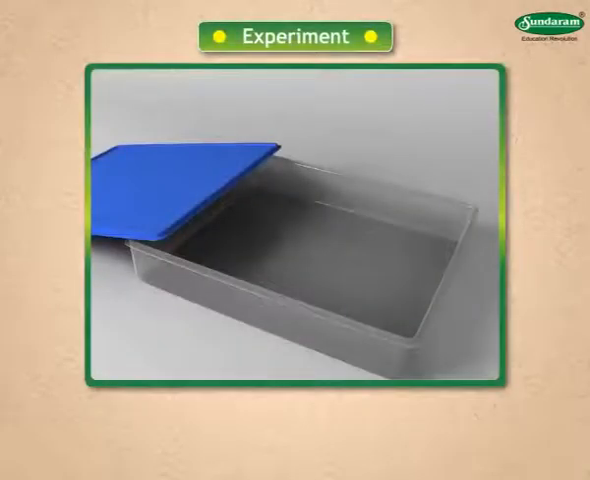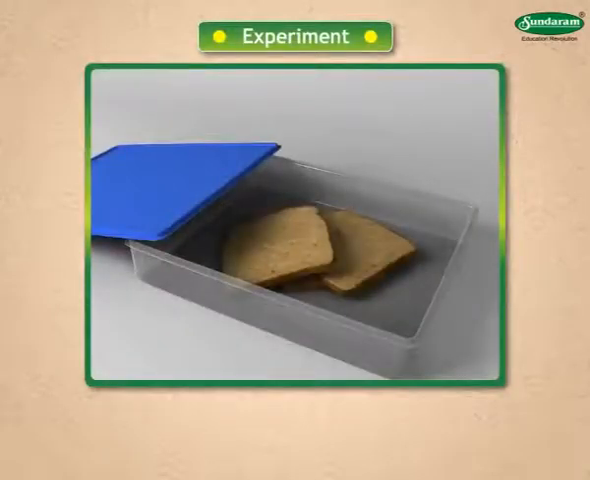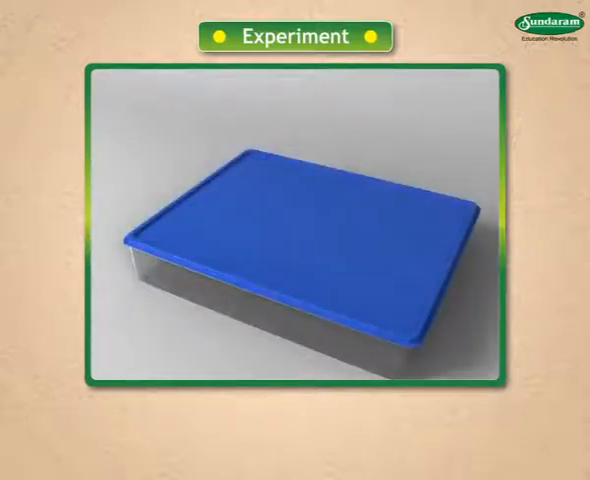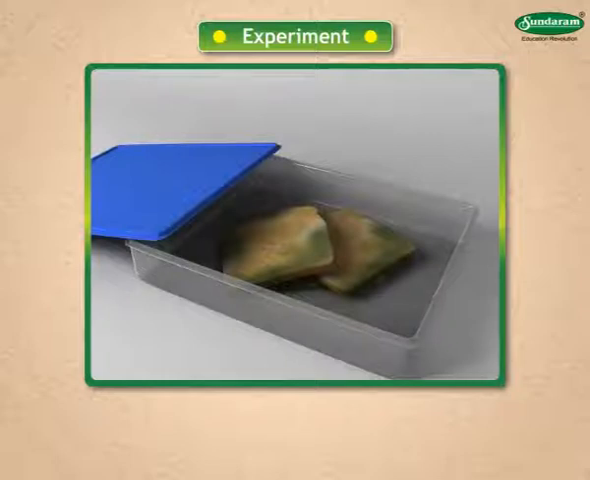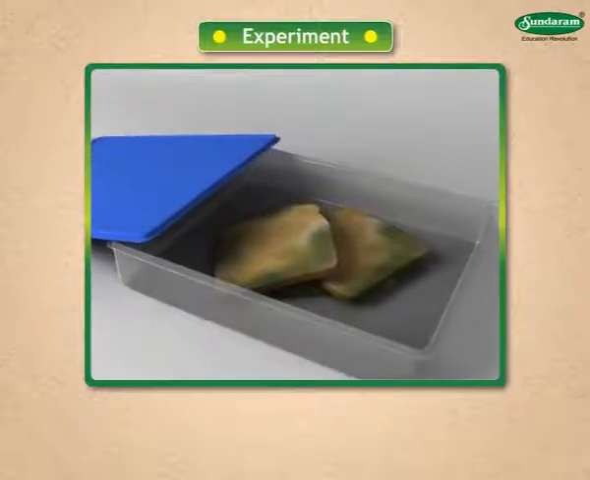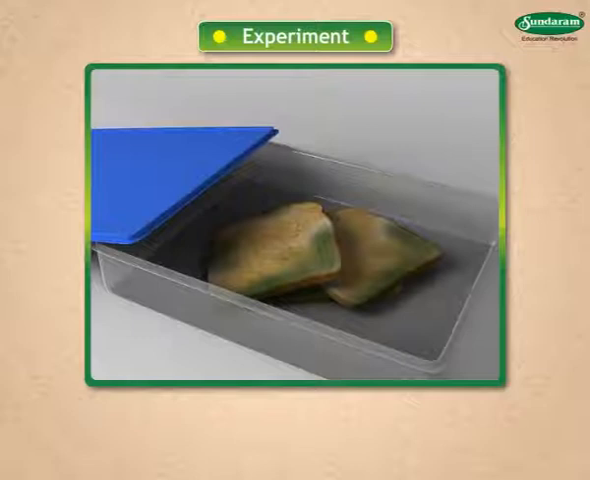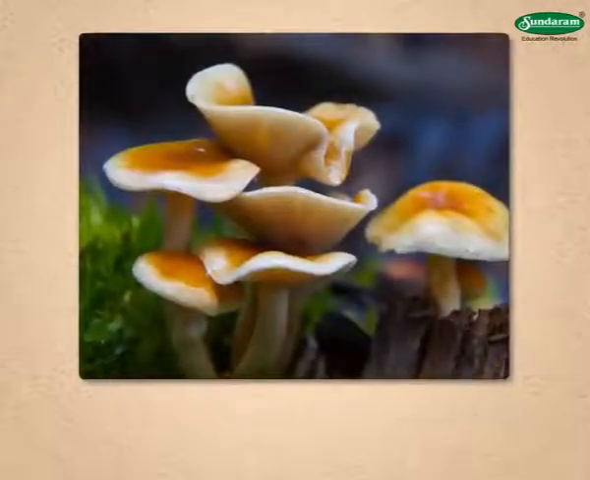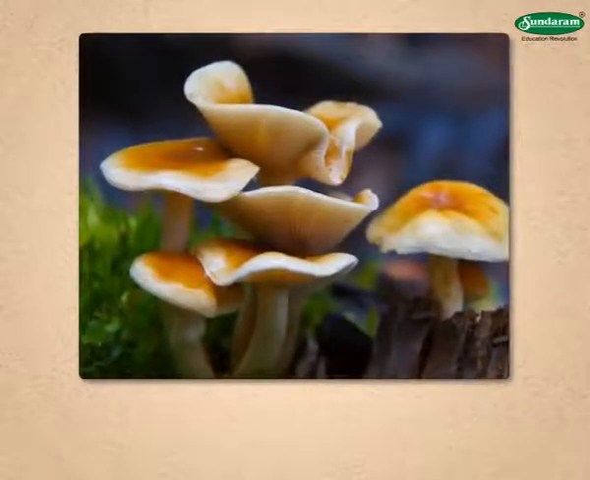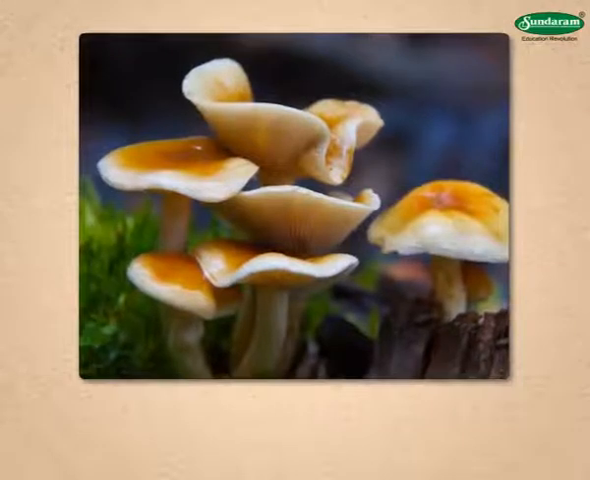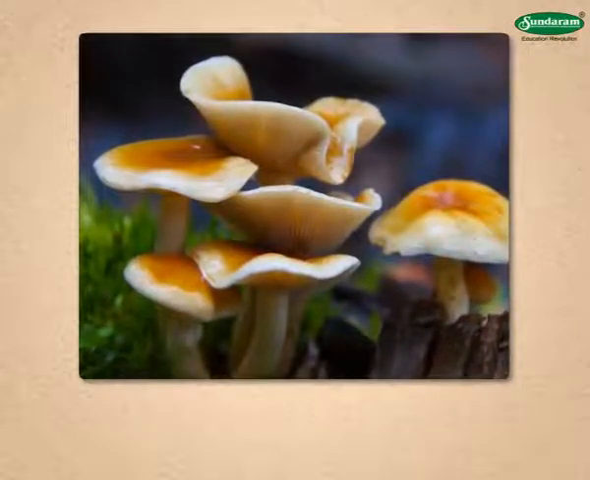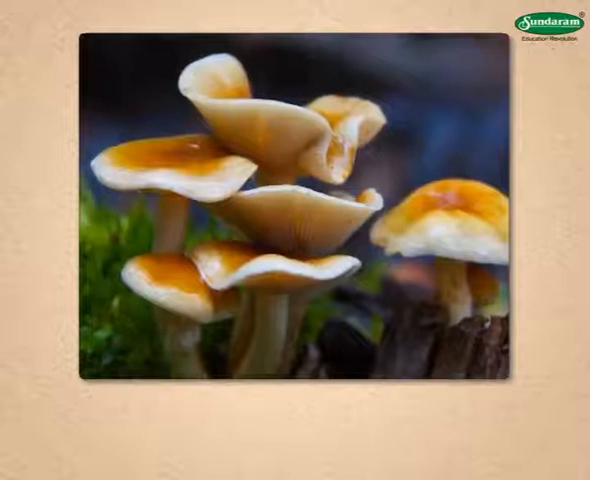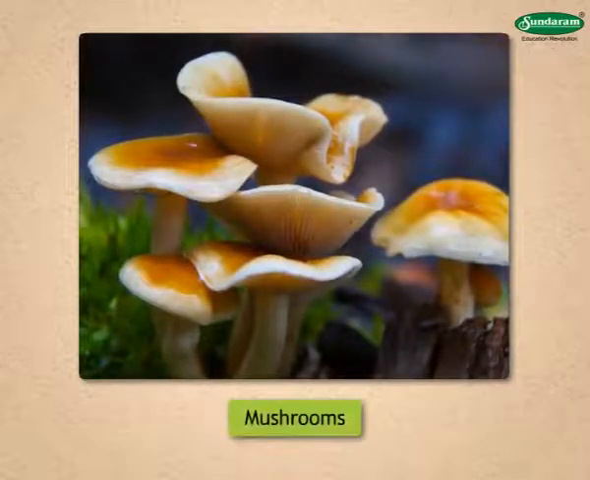Try this. Place a piece of bread in a box and shut the lid tightly. Open the box after 2 or 3 days. What do you see? You see cotton-like growth on the bread. It is called a mold. In the rainy season, you may have also seen little white or brown umbrellas growing on or under trees or on garbage heaps. They are called mushrooms.